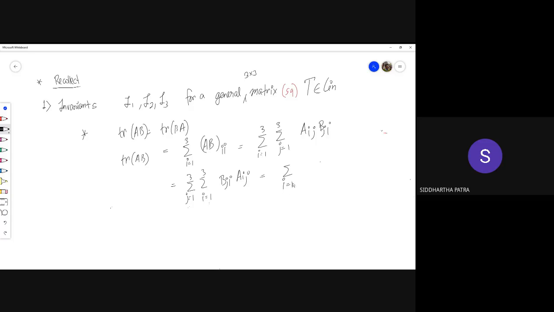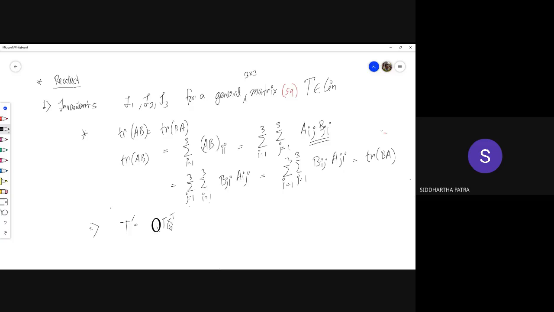Since j and i are basically dummy indices, I can also write it as i equals 1 to 3, summation j equals 1 to 3. Now I'm just switching i and j, because these are dummy indices, so they take different values across the summation. So it is bij aji, which, if you look at the previous expression, represents the trace of BA. And how does that help? Because let's say T prime is what you have obtained by looking at T from a different coordinate system.